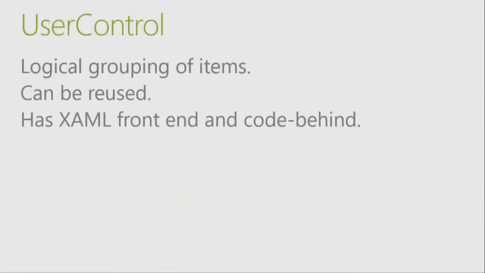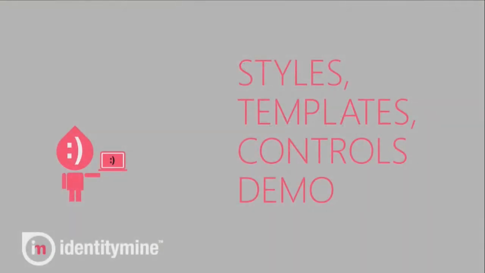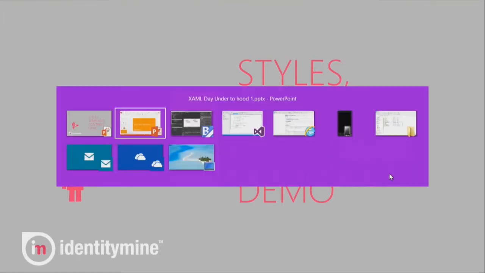All right, user control. We already saw a small example, but just to recap, this is a logical grouping of items. It can be reused. In contrast to a custom control, a user control always has a XAML front end and code behind, while a custom control has really code and possibly a template if the developer decided to do that. So that's a big difference. We talked already about that. Okay, styles, templates, controls. So controls, the demo, I already showed that.